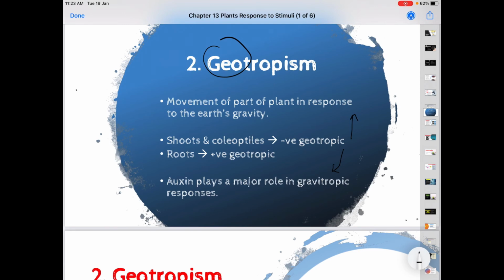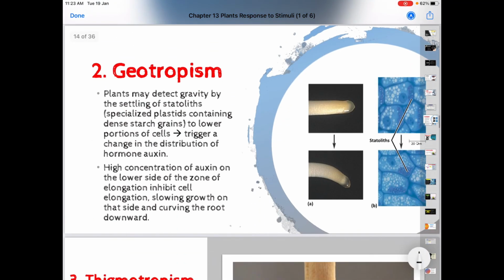Auxin also plays a major role in gravitropic responses. Later you will learn how auxin helps in geotropism. Previously we learned that auxin promotes elongation of the shoot and root. Plants may detect gravity by the settling of statoliths. A statolith is a specialized plastid containing dense starch grains.